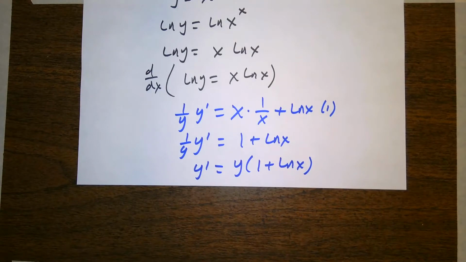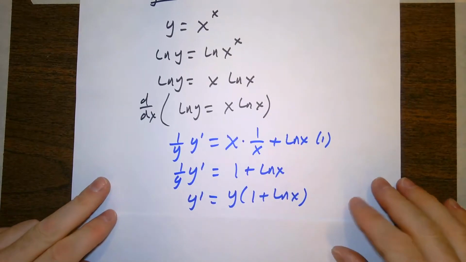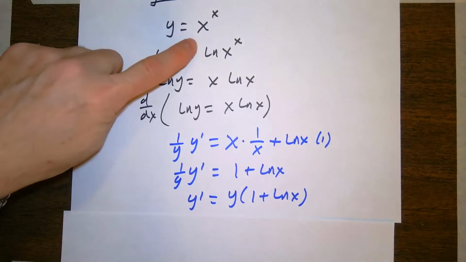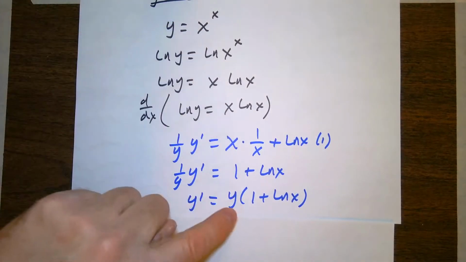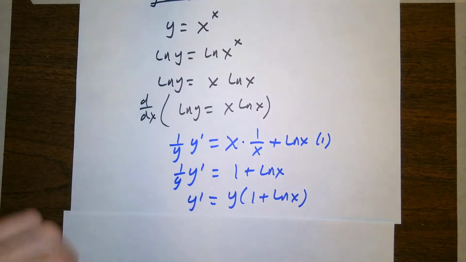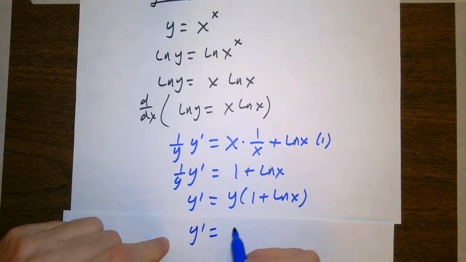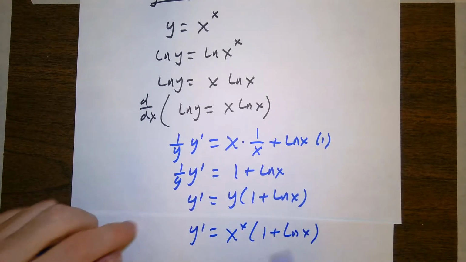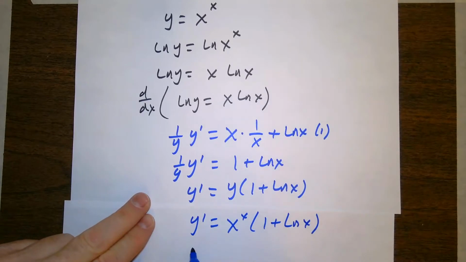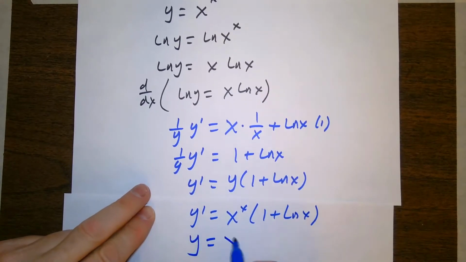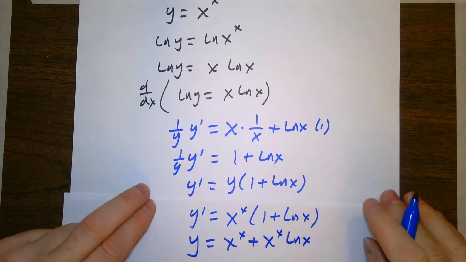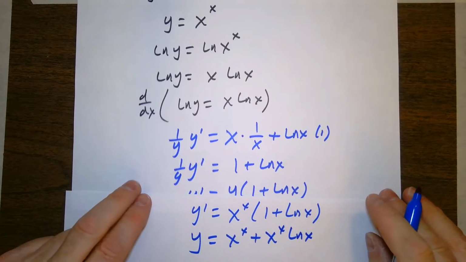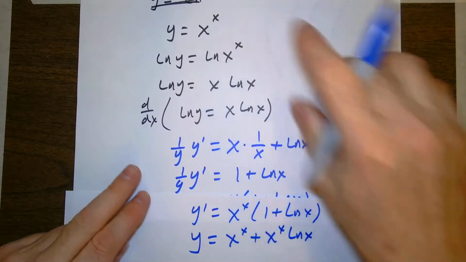Here's where we need to do our substitution. What is y really? Y is x to the x. So I'm going to substitute that in here, and I get that my derivative is x to the x times 1 plus the natural log of x. And I could multiply that out and clean it up a little bit and get a final answer of y prime equals x to the x plus x to the x natural log of x, for y equals x to the x.